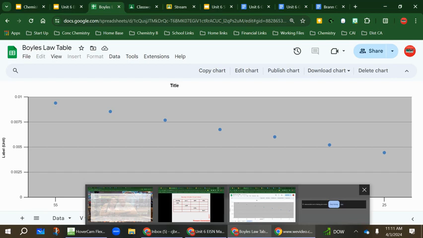That's what we found in the lab. Is that what Boyle's law is? That's what Boyle's law is. Boyle's law says these two are in an inverse relationship. Okay? In an inverse relationship.